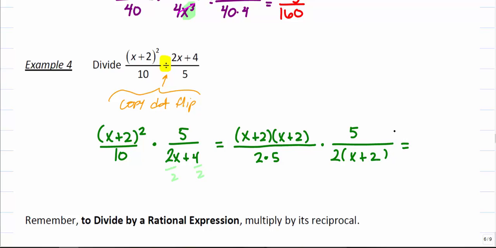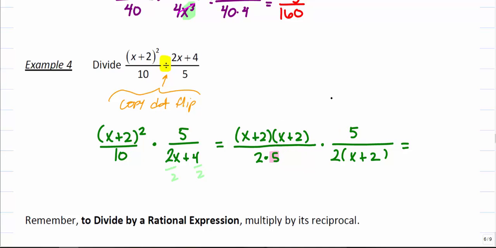And so now I can see all the things that I'm going to be able to cancel, which would be a 5 and an x plus 2. Right? So I can cancel these together, and I can cancel these out. Which what I'm really saying again is divide them out to 1.